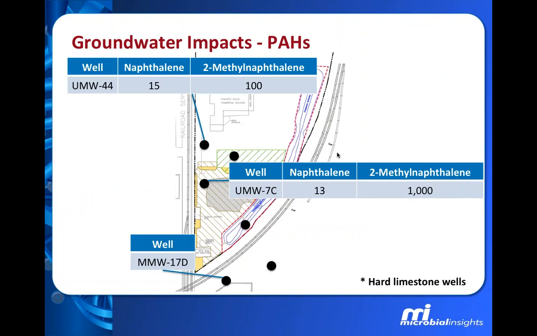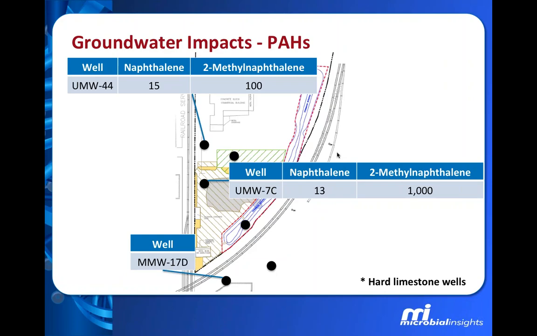Groundwater in the weathered limestone is impacted. So we can see here UMW7C is our well that's located directly between the MGP operations, and it has milligram per liter concentrations of methyl naphthalene and lower naphthalene concentrations. UMW44, which is down gradient, has much lower concentrations of methyl naphthalene. And despite the age of the site, there's been no evidence of off-site migration, as I mentioned before. So contaminant concentrations are generally decreasing.